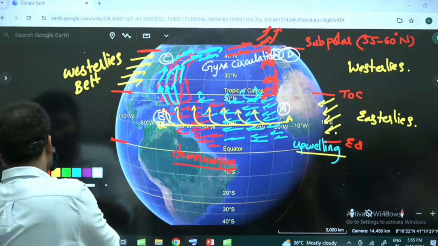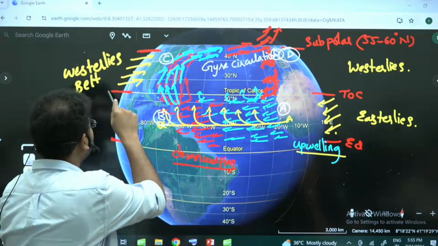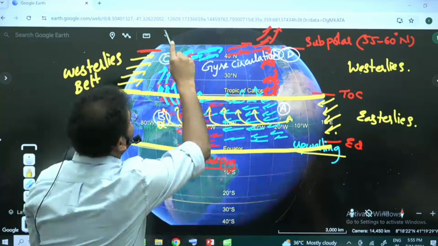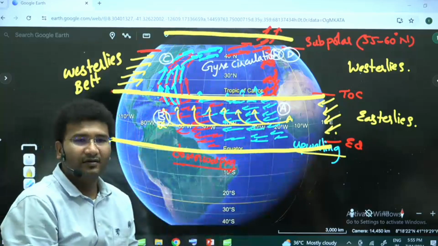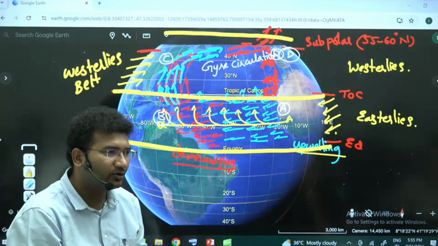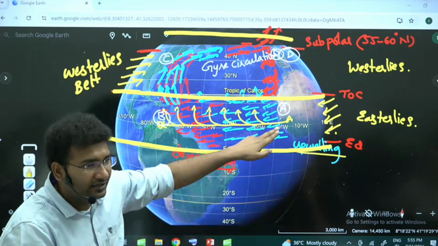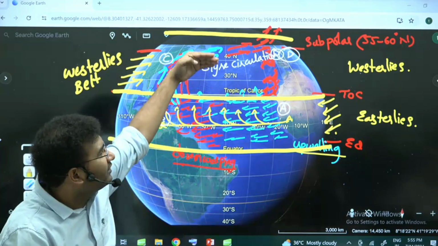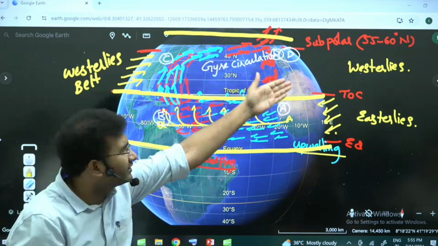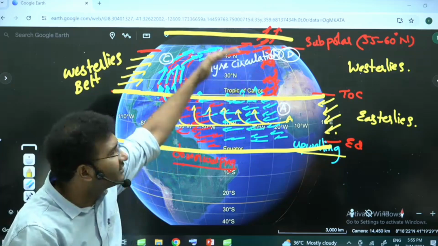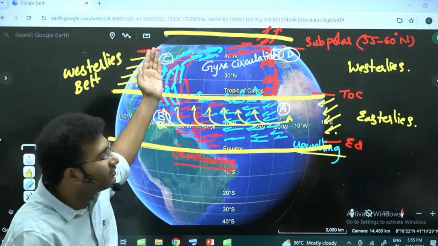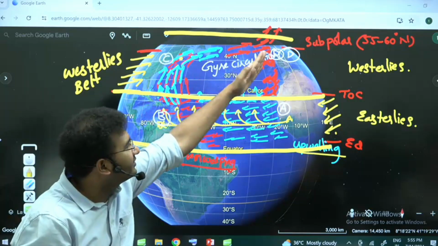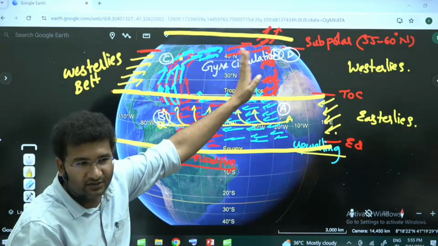Now, I'll be dividing the latitudes here. Look, this is the latitudinal division. So, you tell me, the eastern margins of the ocean in the tropical ocean, are they having cold water? They have cold water. The western margins will have warm water. When I go to the temperate latitudes and westerlies belt, they are reversed, right? Temperate means between 30 and 60. Between them, the western side of the ocean will have cold water and the eastern side of the ocean will have warm water.